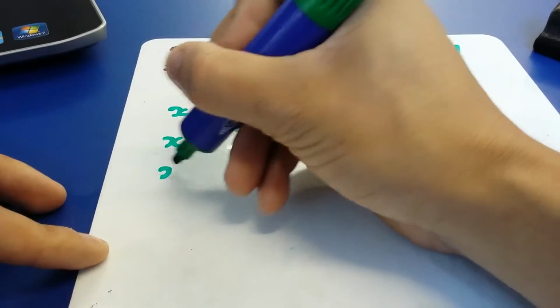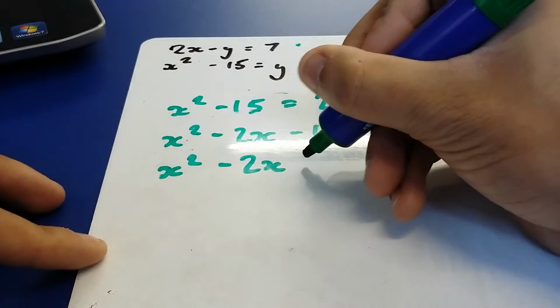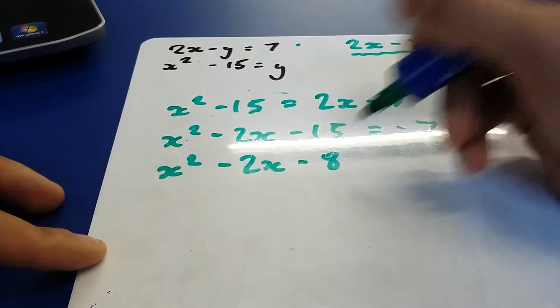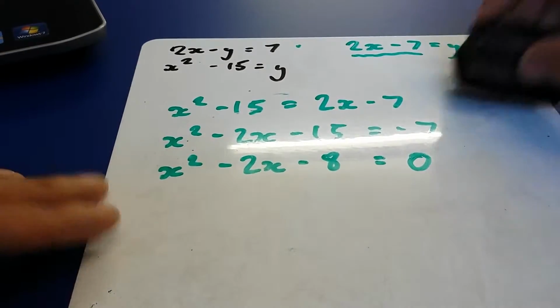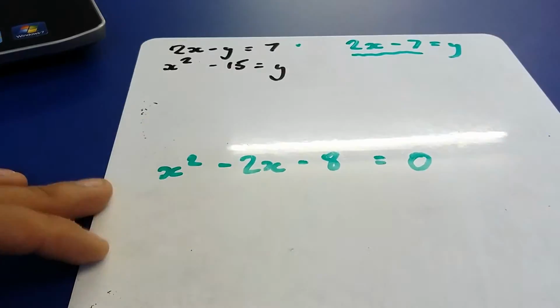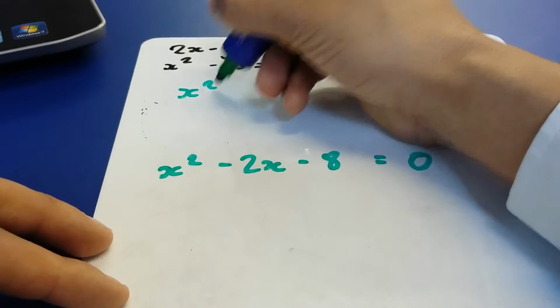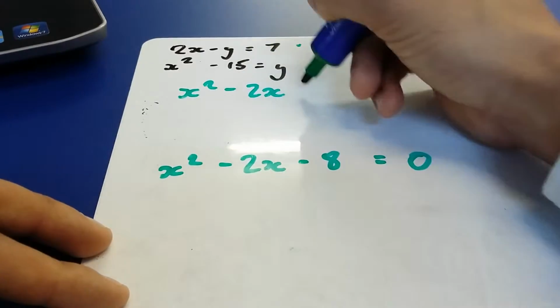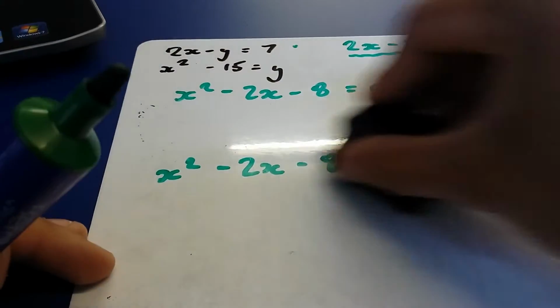to both sides, so I'm going to end up with x squared minus 2x minus 8, minus 15 and 7 is minus 8, equals 0. Okay, so I've now got my quadratic equation set up. I'm just going to rewrite that up here. So x squared minus 2x minus 8 equals 0. Now I need to solve that.